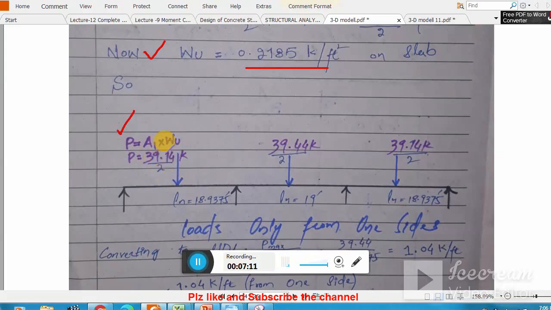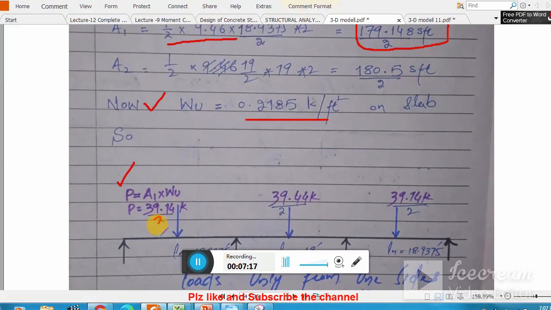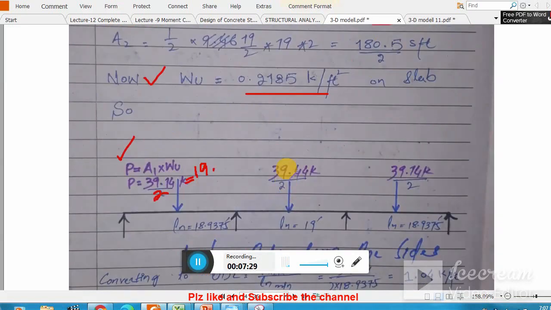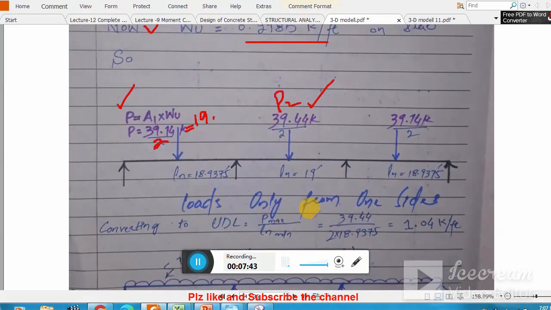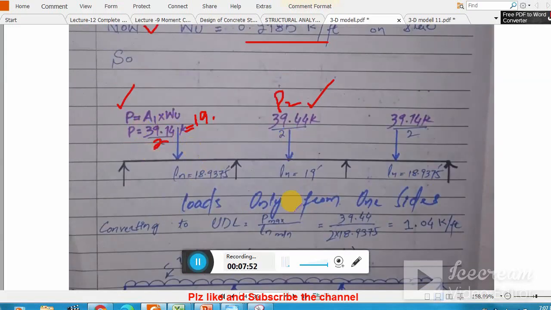So you got 39.14, as your area is 17.9, so that is still not divided by 2. If you divide it by 2, I think you get 19 point something. And similarly here, the A2 area times this W, you get P2, clear. You see 39.44 and 39.14 are close, so we will just use this major case. Here you see loads only from one side; we have not counted the other side yet. So now the point load is converted to UDL.